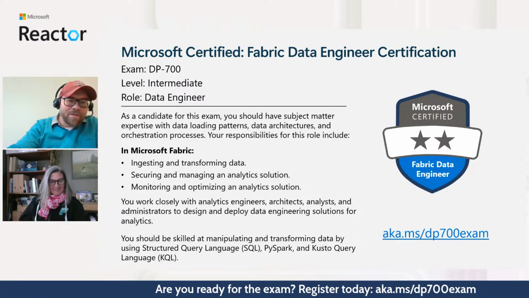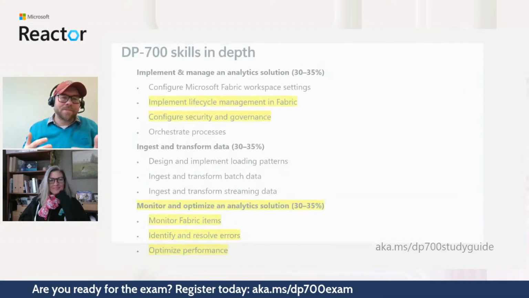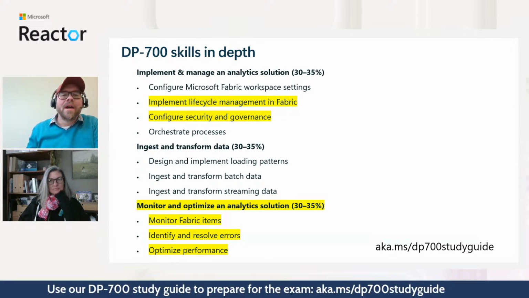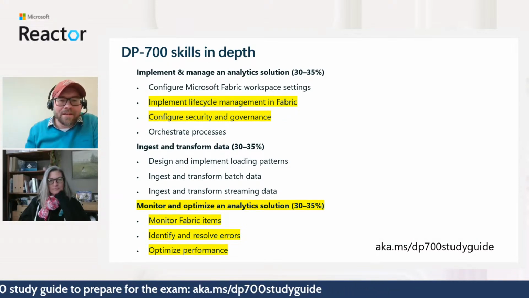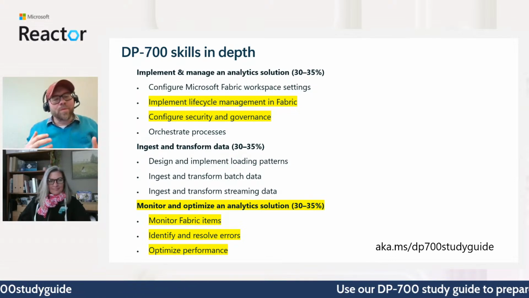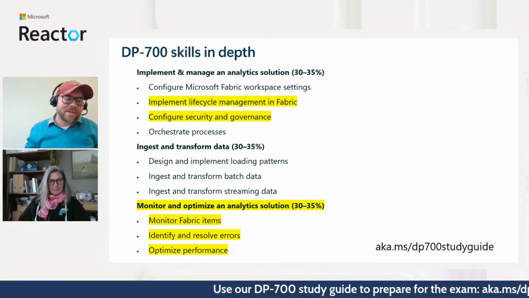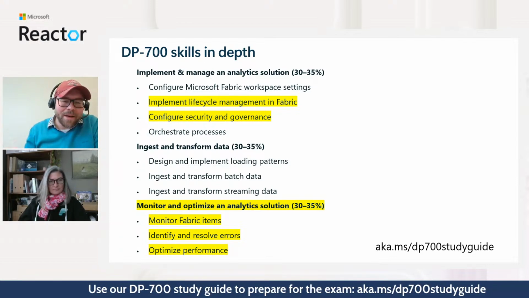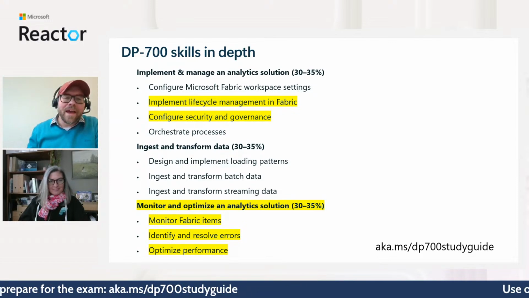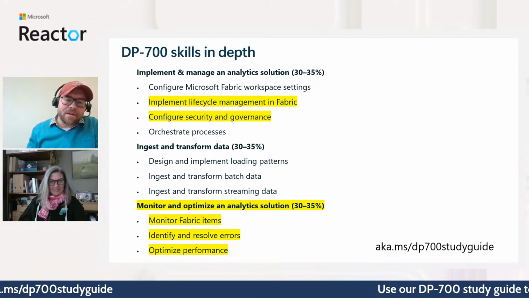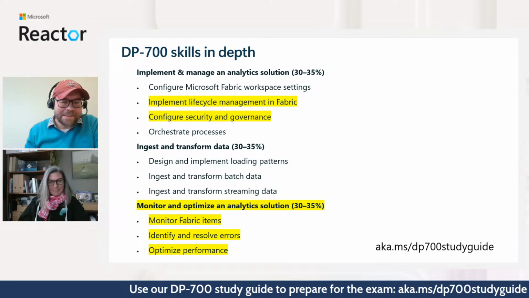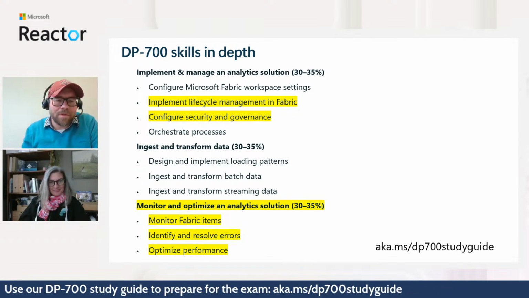And if we go to the next slide, this is a little bit more what we are dealing with now. So you see all of these different tasks that will be tested. But the tasks we will concentrate on in this session will be, first of all, implementing lifecycle management in Fabric, CI/CD, right? Configuring security and governance a little bit. And then another thing, and you see that this is a big portion of the test, 30 to 35% is monitoring and optimizing. So we will talk a little bit about monitoring Fabric items.